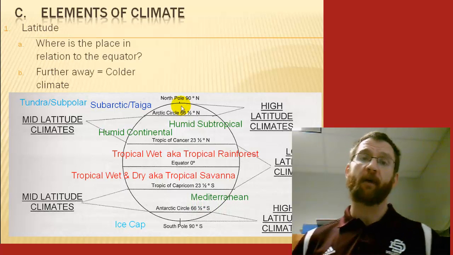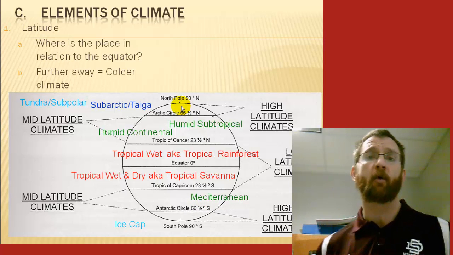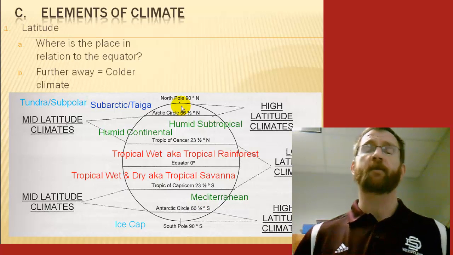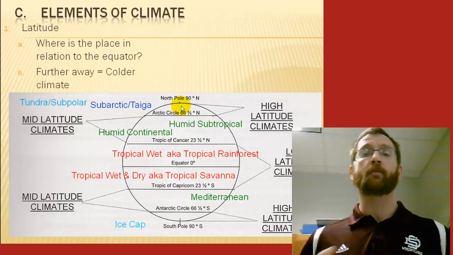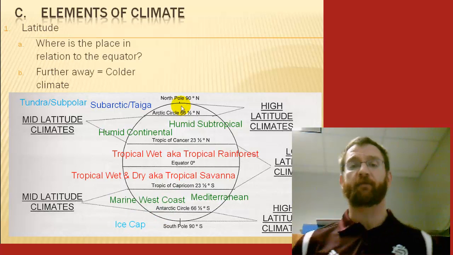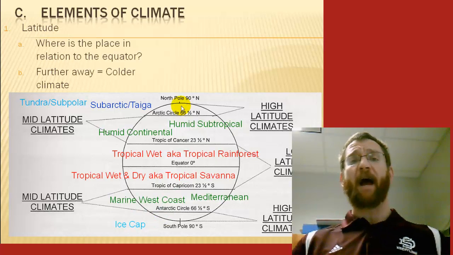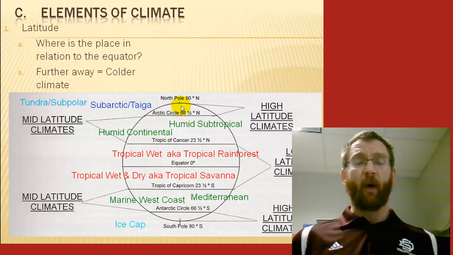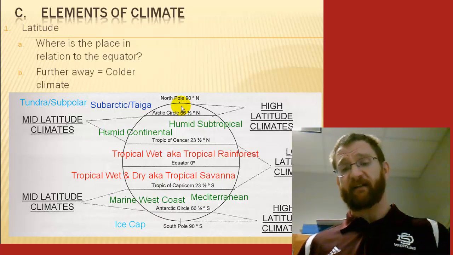Next, we've got Mediterranean climate, which is a dry climate with cool, wet winters and warm, dry summers. Exists mostly around the Mediterranean. And lastly, we've got marine west coast climate as well. So those are the climate zones as they exist at the different latitudes.